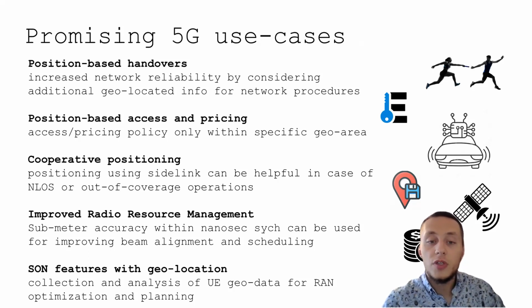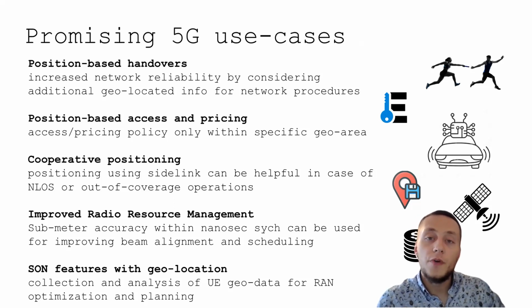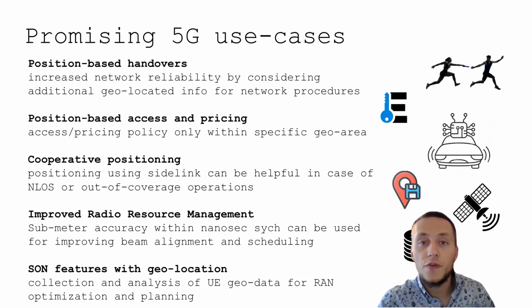Cooperative positioning, for example using sidelink, which means device-to-device technologies, or V2X cases, can also be very helpful in case of non-line of sight or out of coverage. And as I said before, with very accurate centimeter-level positioning, it is possible to improve beam alignment. Very probably some scheduler techniques can be based on geolocation data. Also, it is possible to collect data from devices and use that data for further analysis in order to perform optimization and planning of your network, using not only radio measurements, not only measurements of throughput and latency, but also geolocation. Use maps, use it for self-optimized network features. So, as you see, there are multiple promising 5G use cases.